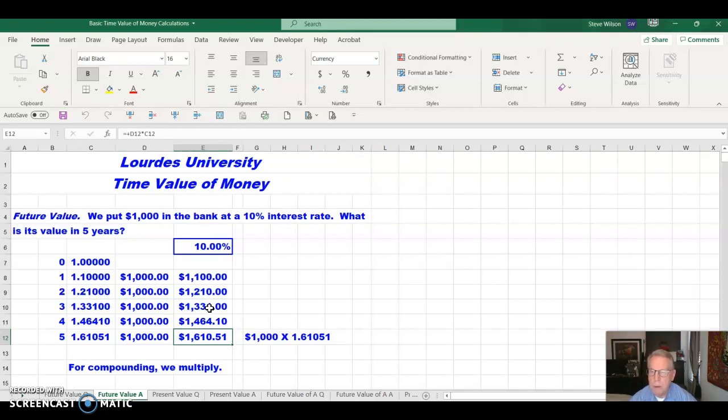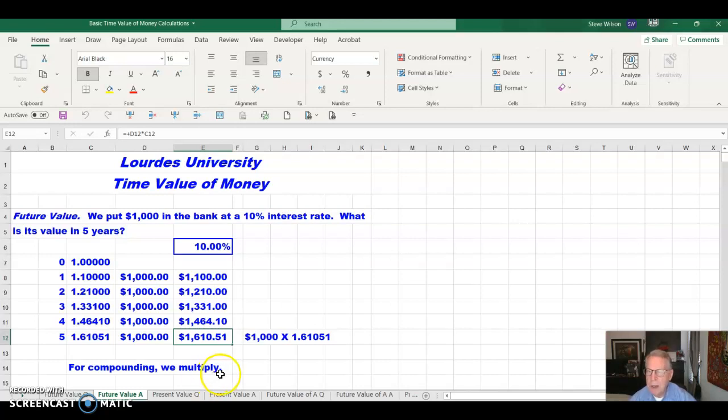So for year 5, how much is that $1,000 worth? It's worth $1,610.51 compounded. That's the future value of an amount. You can use that personally as well for figuring out how much your 401k will grow over the years, and there are lots of great applications for this, not to mention purchasing a car and some of these other things that we'll use derivatives of this calculation for.